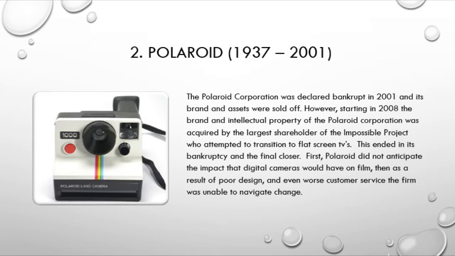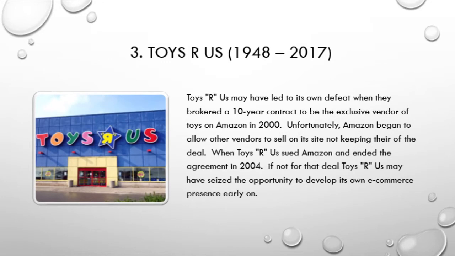First, Polaroid did not anticipate the impact that digital cameras would have over film. Then, as a result of poor design and even worse customer service, the firm was unable to navigate change marketing flat-screen televisions. Toys R Us is a good example of what the internet can do to a company.